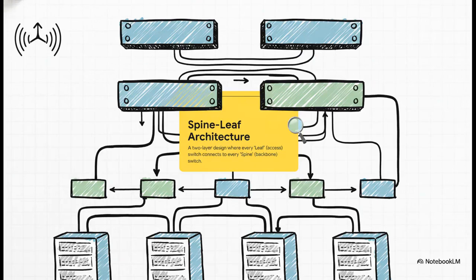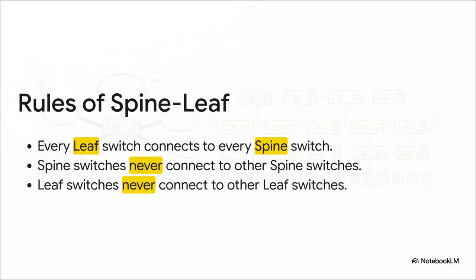What's so cool about it is that the core idea is almost deceptively simple. You just get rid of one of those layers, flatten the network out, and then connect everything together in a full mesh. Okay, so here's how it works. You have two kinds of switches. The leaf switches, that's your access layer, where all the servers plug in. And then you have the spine switches, which act as the new super fast backbone. But the real magic, the secret sauce, is in how they're all wired together.